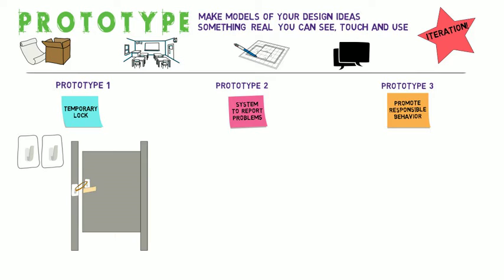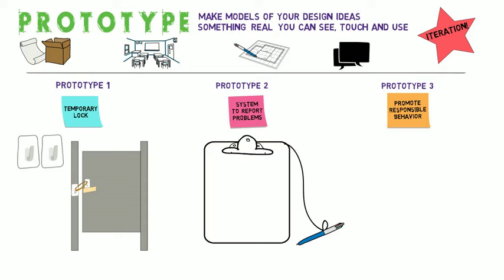For the reporting system, they tape a piece of string to a pen and tie the string to a small clipboard that holds a pad of paper. They write across the top of the paper, "Tell us what's broken in the bathroom," and hang the clipboard on the wall outside the bathroom using one of the teacher's command hooks. Now students can leave notes when there are problems in the bathroom.